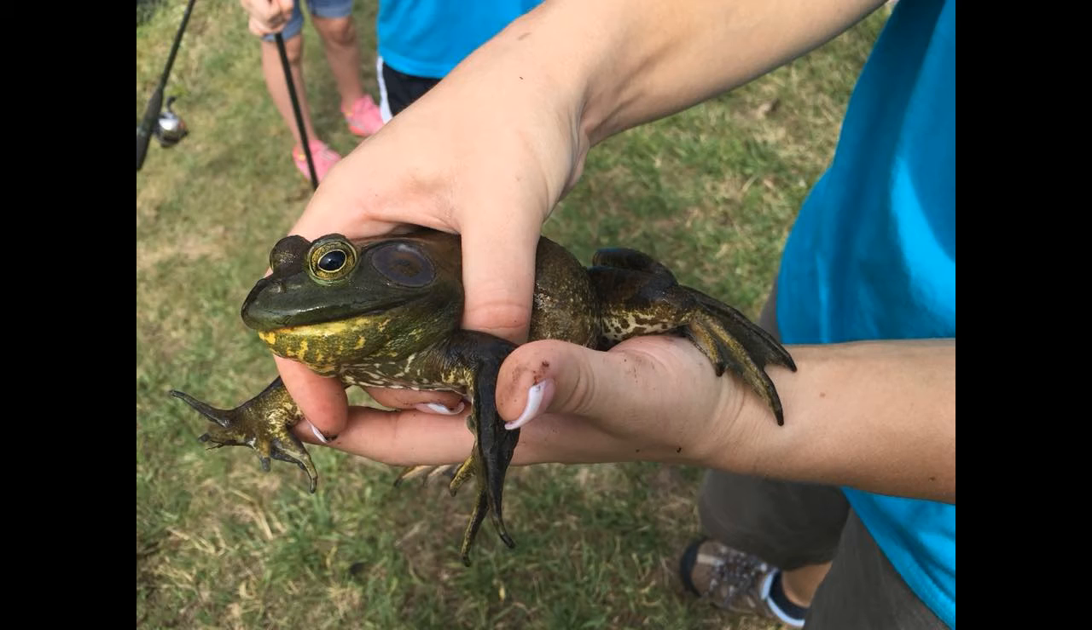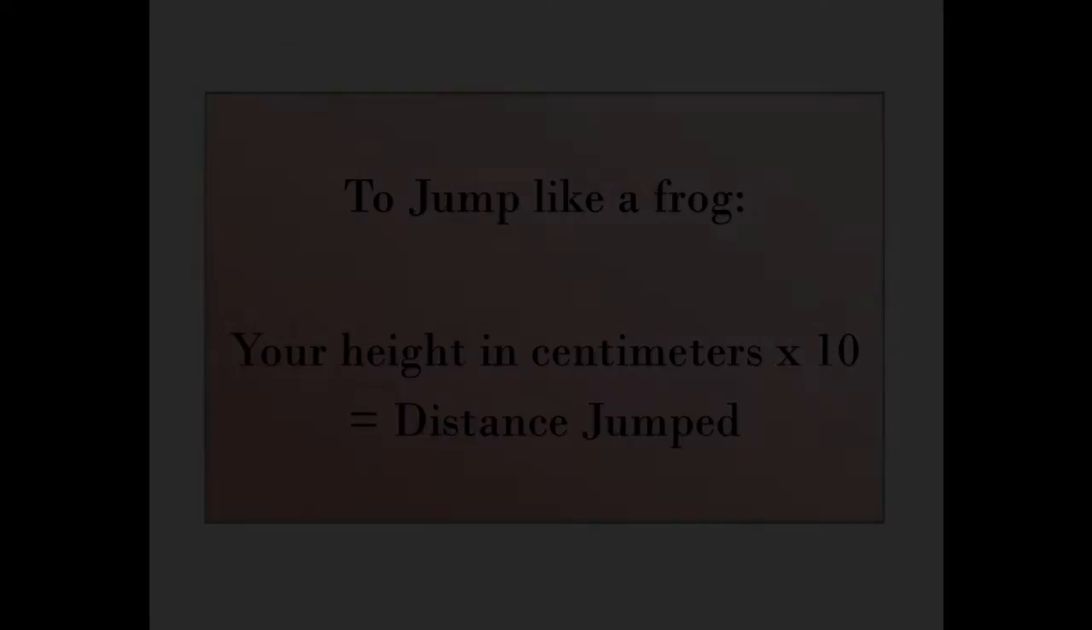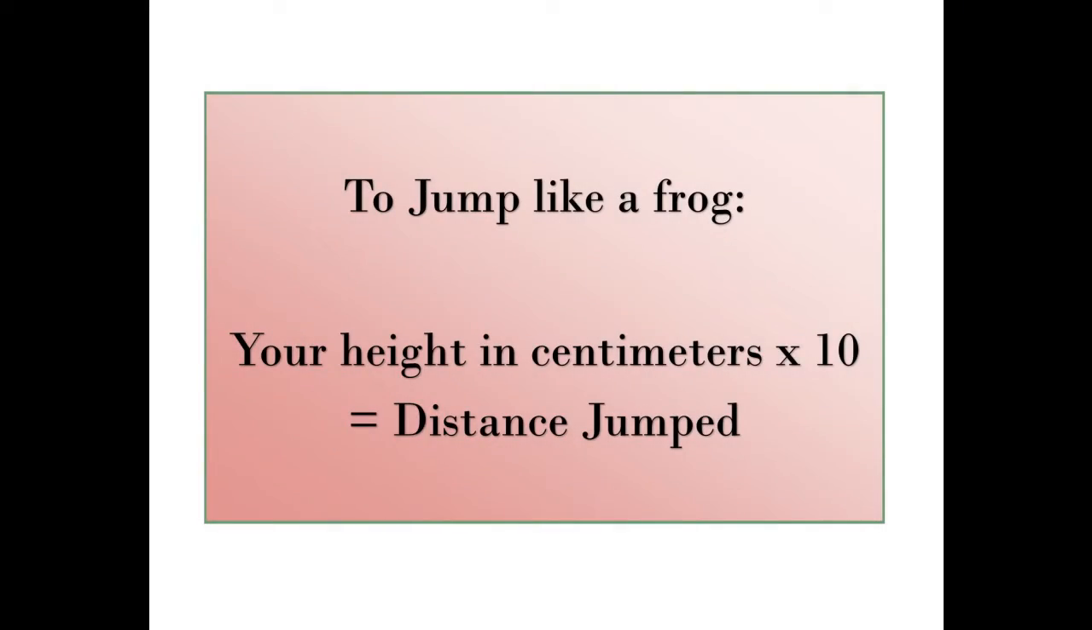The back legs of a frog are made for jumping long distances. This bullfrog is able to jump 10 times the length of its body. If you could jump like a frog, take your height and multiply by 10. How far would that be?